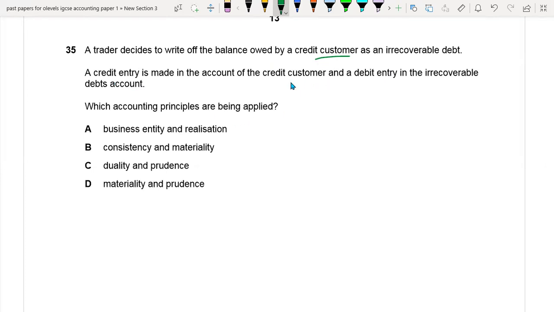As you can see, we are following the double entry system here because we are crediting the customer account and debiting the irrecoverable debts account. But with that, what is the other principle we are following? We know that there is a prudence concept, and in the prudence concept we make sure that our profits are not overstated and our losses are not understated.